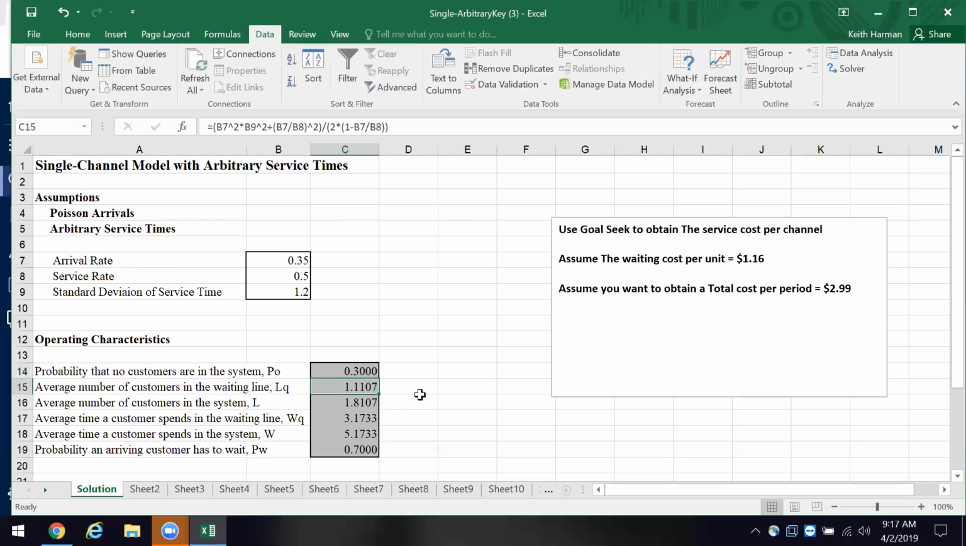Then we move to looking at the average number of people in the waiting line and the average number of customers in the system. So we get some people in the waiting line and some people being served, and the amount of time a person spends waiting and the average time a person spends in the system. So the average time a person spends waiting and the time they spend in the system tells us how much time in total they're going to spend. And then we go back to the probability that an arriving customer has to wait. And that's going to be the arrival rate divided by the service rate.